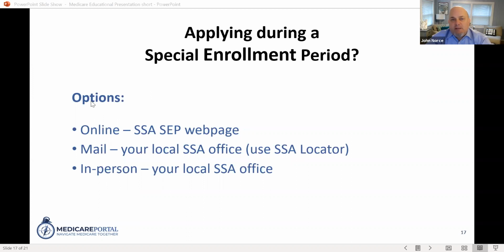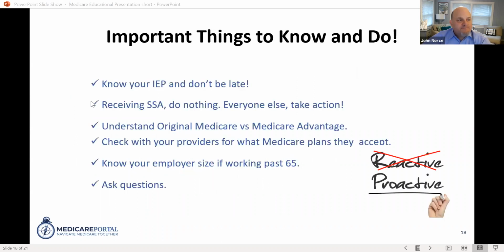There is a secure website through SSA where you can actually do this transaction. You would need to upload that 564, but you can do it online. You can also mail the Part B application and the 564 into your local office. And again, in a post-COVID world, you can do this in person. Again, you would need that 564, or they will send you home with the 564 and make you come back. So it's very important to know how to do that process.